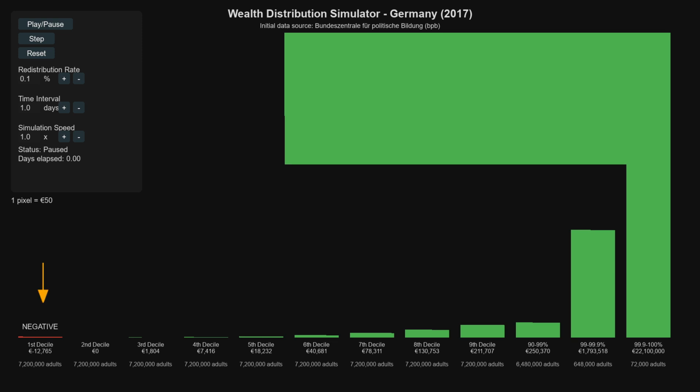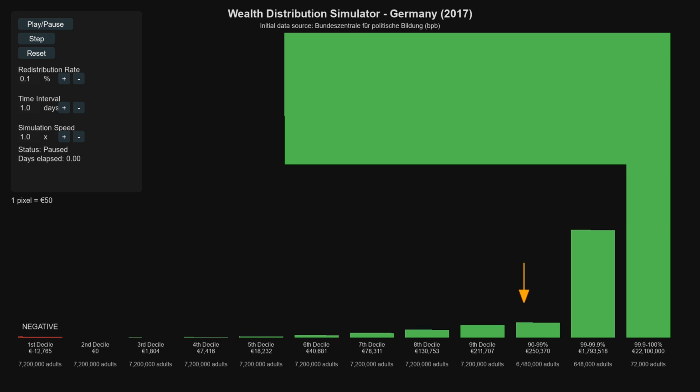The bottom 10% have negative wealth of about 12,000 per person. The second 10% have essentially zero wealth. The middle groups have some savings. But notice what happens as we move toward the right side. The 9th decile has about 210,000 euros per person. That's already substantial, but it's nothing compared to what comes next.